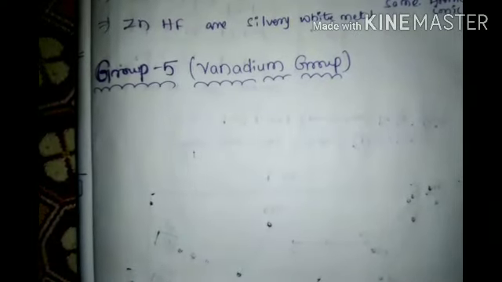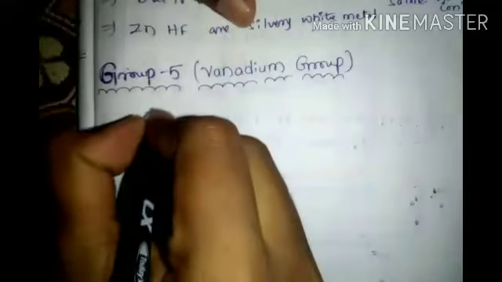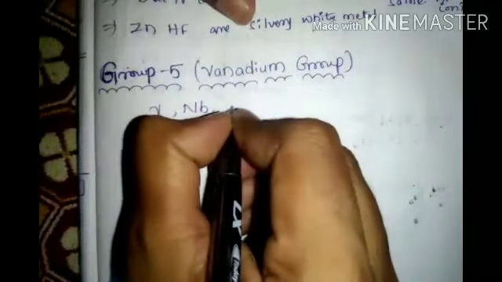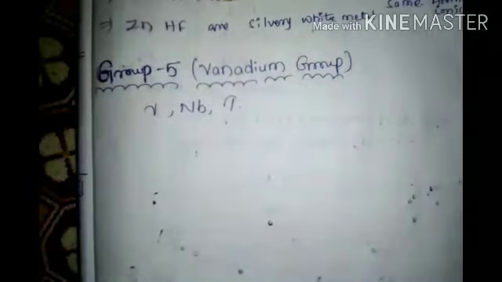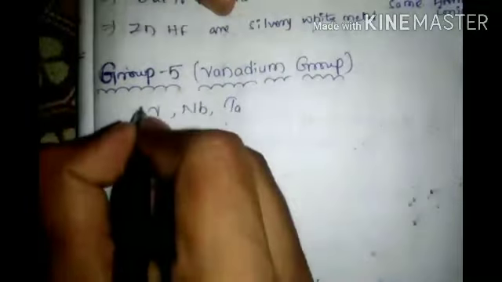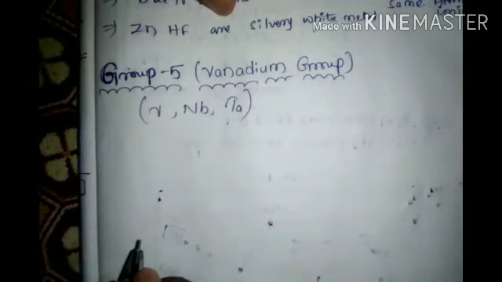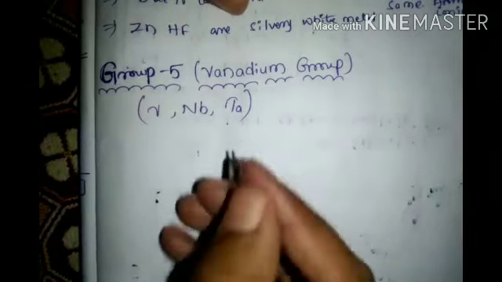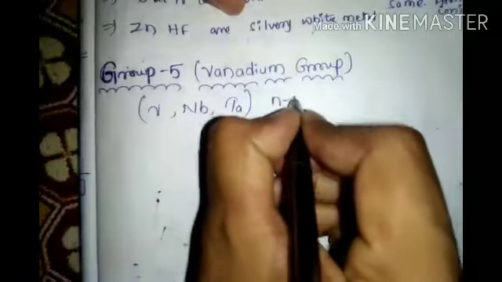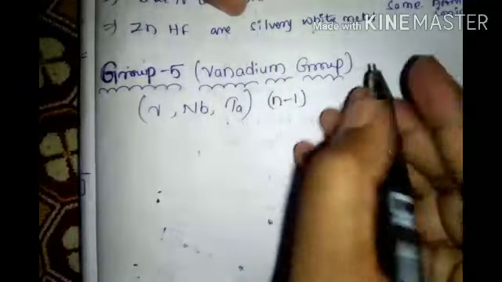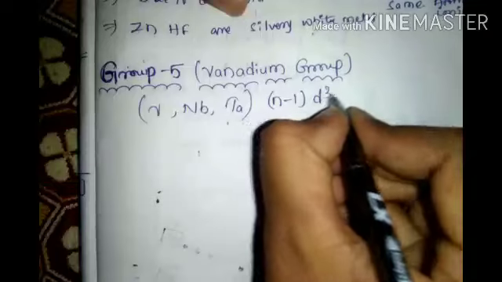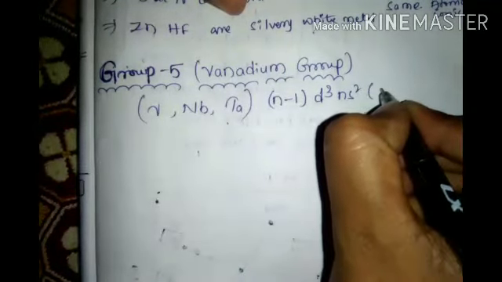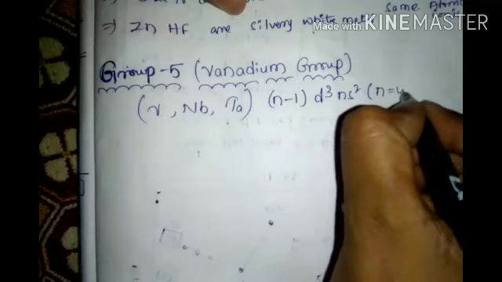Vanadium group: vanadium, niobium, tantalum. The general electron configuration is (n-1)d3 ns2, where n equals 4 to 6.